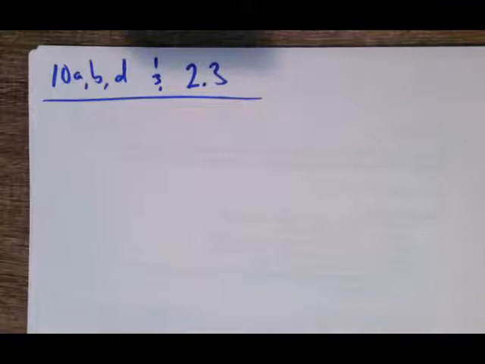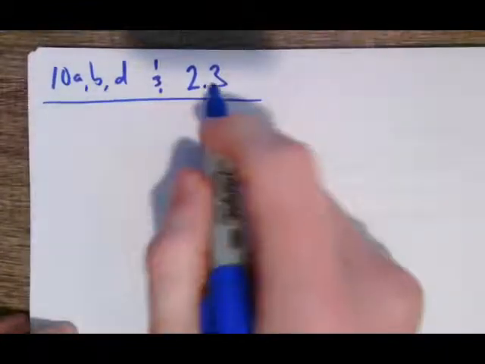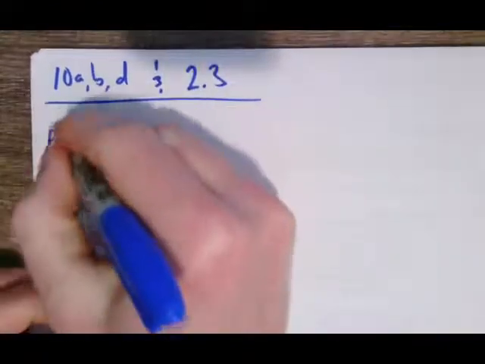If you don't need help with this, just skip over it and go to 2.3. I'm going to 10a. This is page 102.